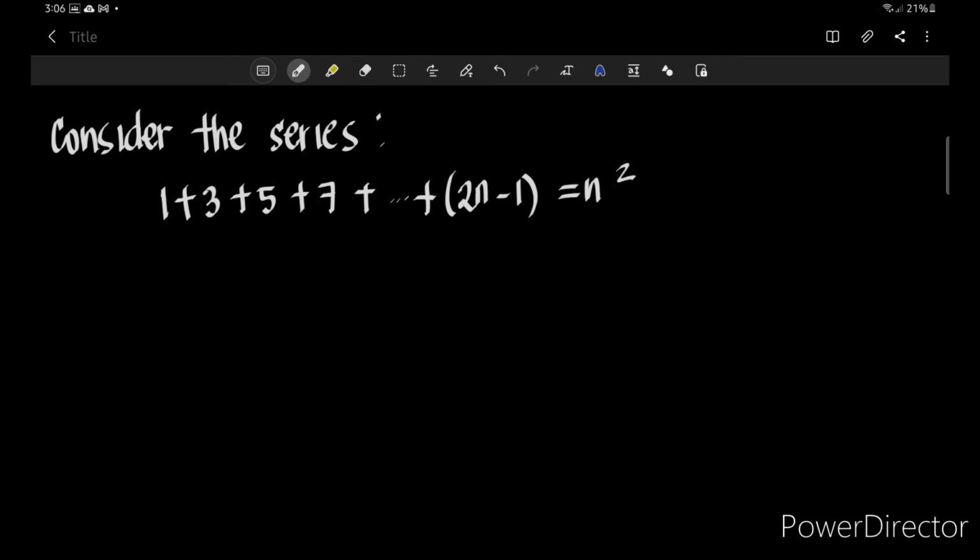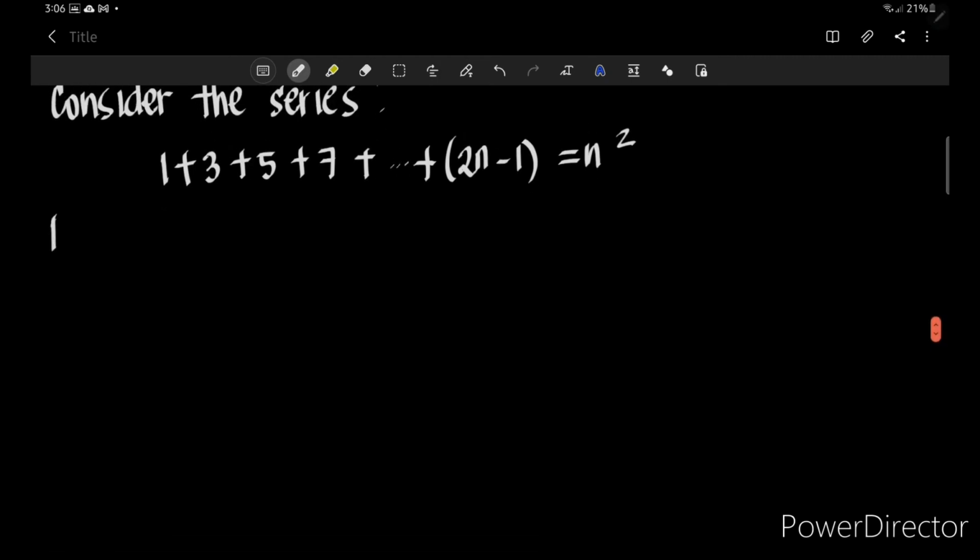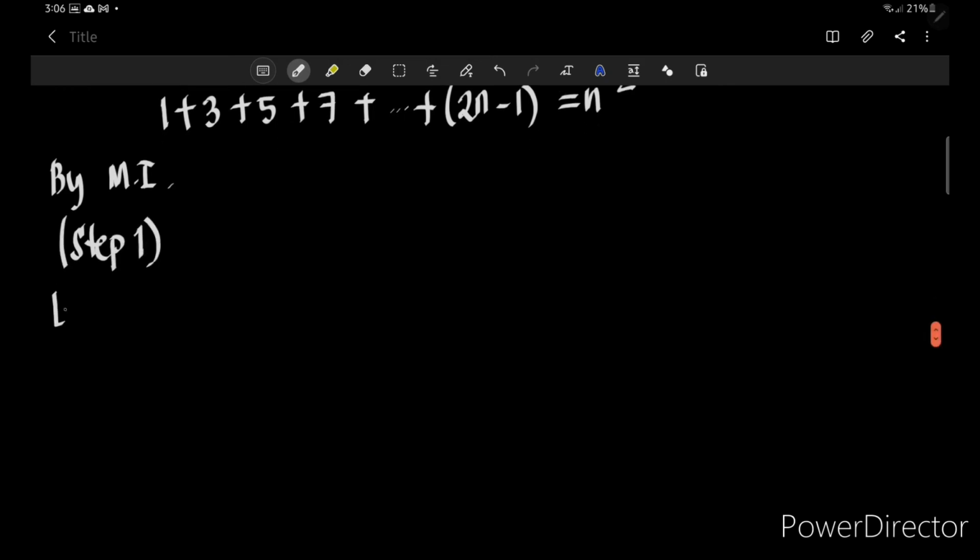Odd numbers. So, paano kaya natin mapapakita na they are equal to each other? Of course, using mathematical induction. Okay. First step. Step 1. Okay. Let n is equal to 1 or show that it is true for the first one.